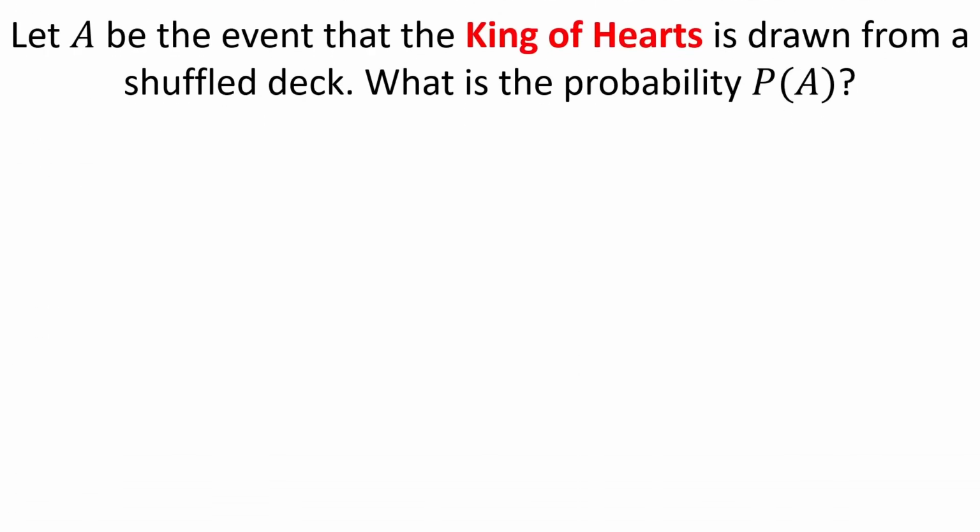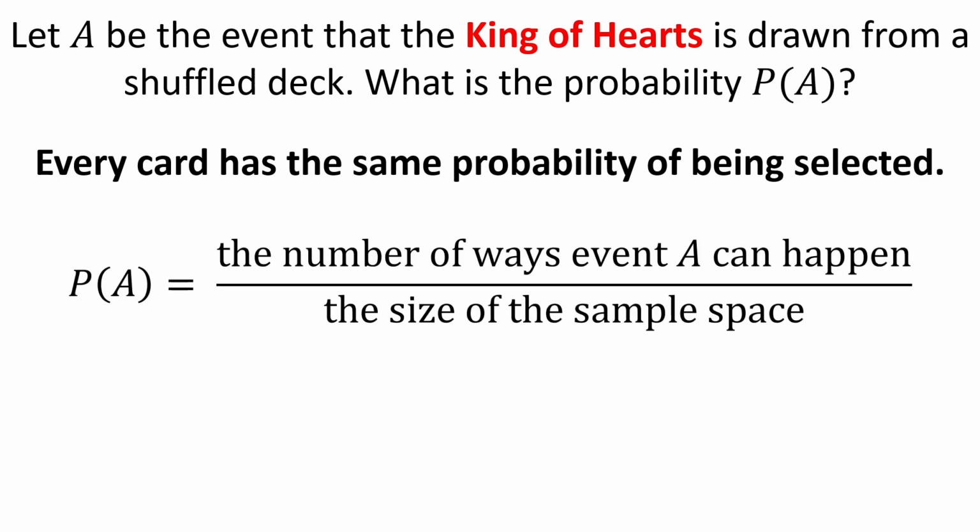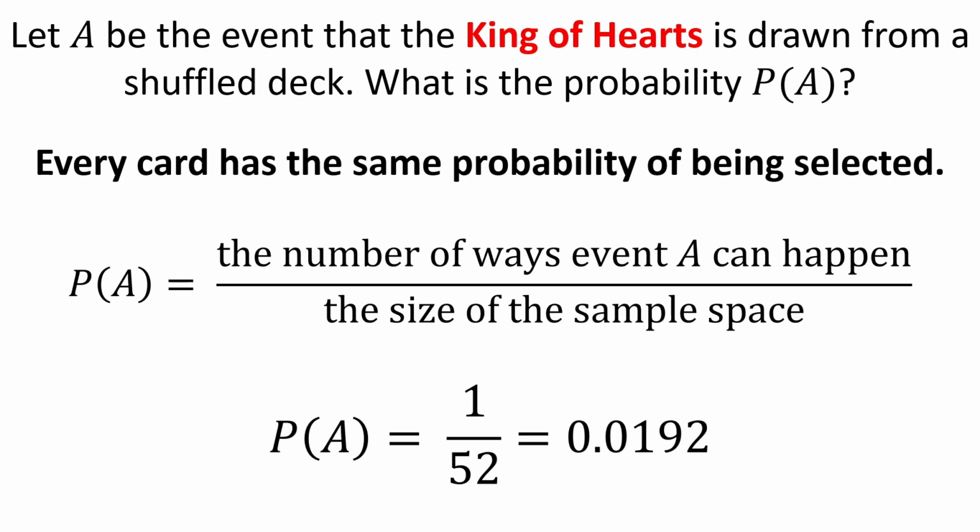So let A be the event that the King of Hearts is drawn from a shuffled deck. What is the probability of A? Just take a moment, pause the video, and calculate the probability of A. Right, so every card has the same probability of being selected. The probability of an event, in the case where all outcomes are equally likely, is just the number of ways event A can happen divided by the size of the sample space. There's only one way you can draw a King of Hearts, and there's 52 outcomes in total, and so the probability is 1 divided by 52. So it's just a little bit less than 2% probability.